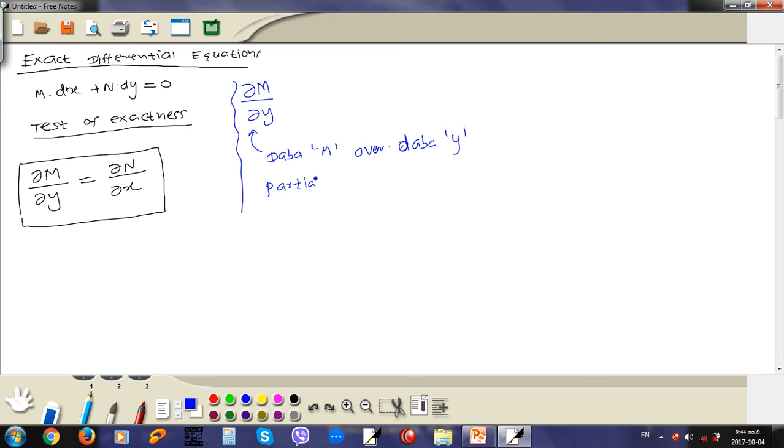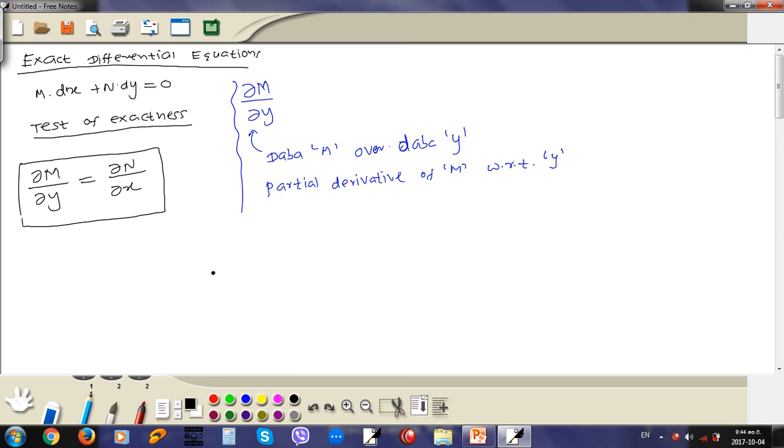These are partial derivatives. The partial derivative of M with respect to y, because the subject is y, we pronounce it as del M over del y. And this one is the partial derivative of N with respect to x, del N over del x. If these two are equal, we call the given equation exact.